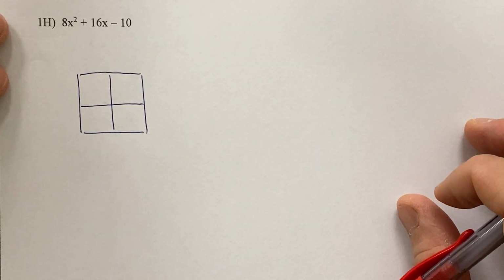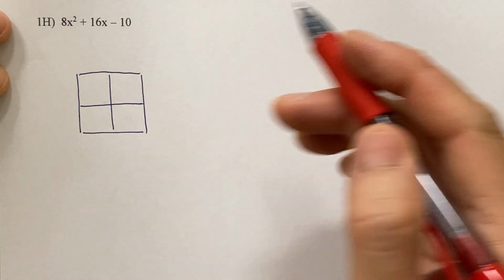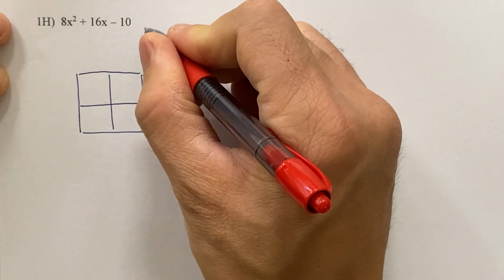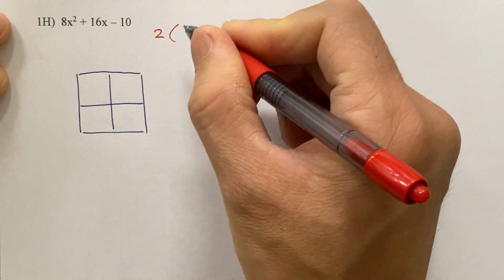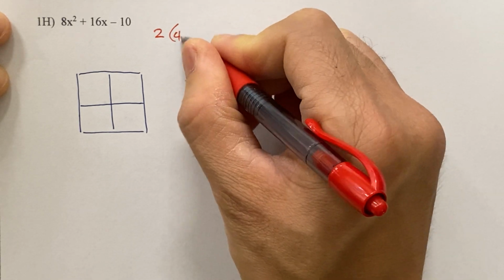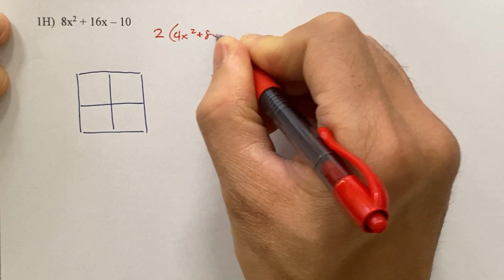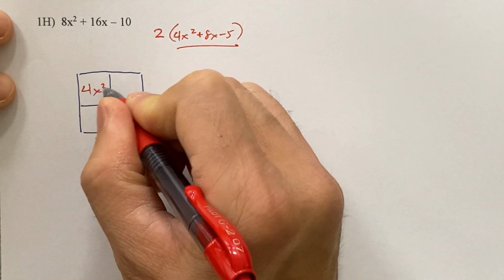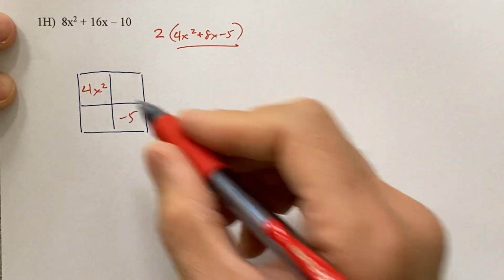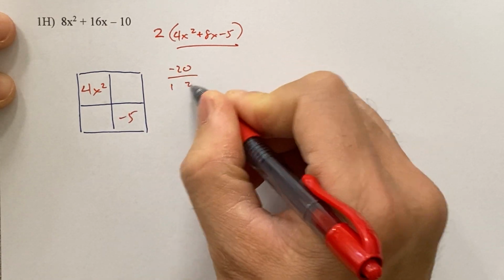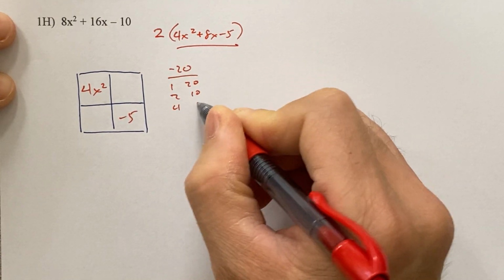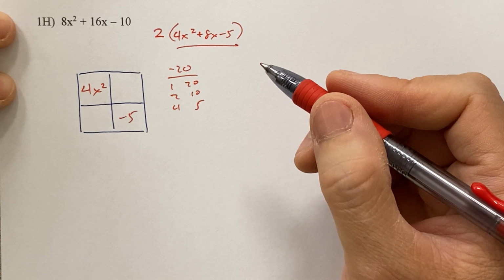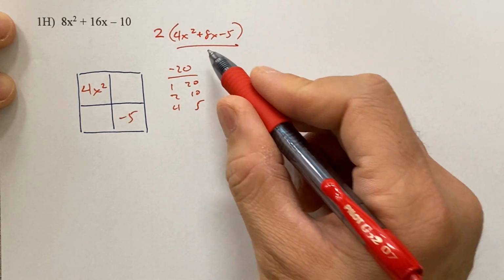Take a look at this. So again, it is in standard form, that's great, but they forgot to do the GCF. So I should pull out, factor out a 2, shrink this down to 4x squared plus 8x minus 5. This is the one I'm going to box up and break apart, okay? So that's going to give me negative 20, so that's 1 and 20, 2 and 10, 4 and 5. Which one of those combinations could give me that 8 in the middle?